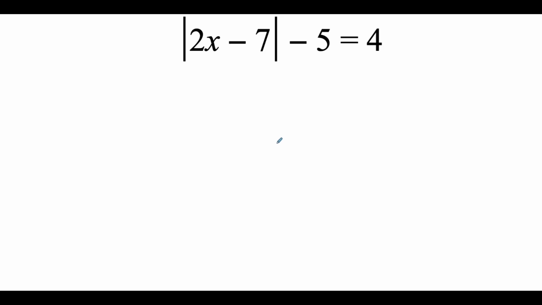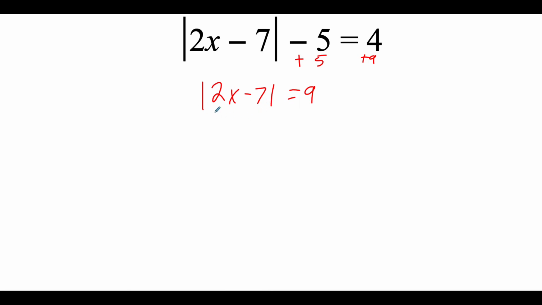When we're solving an absolute value equation, we always want to have our absolute value bars all by themselves on the left-hand side before we start splitting up our equations. So I'm looking at that extra minus 5 that's on the left-hand side, and I want to get rid of that first. So I'm going to add 5 over to the right-hand side. So we're going to get the absolute value of 2x minus 7 is equal to 9.